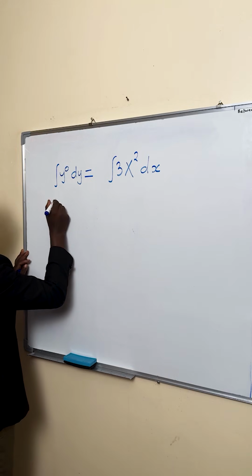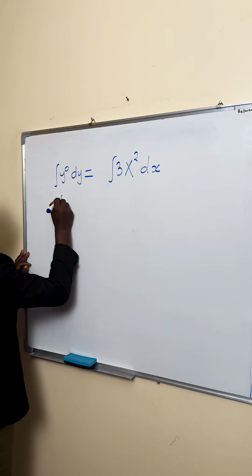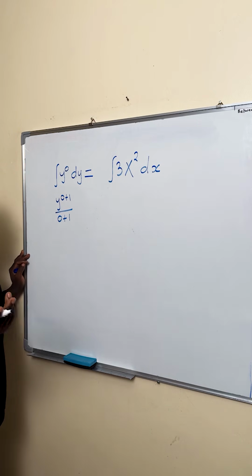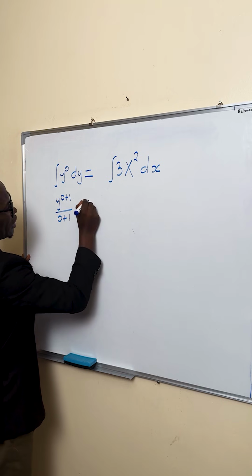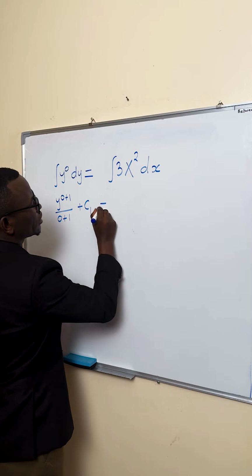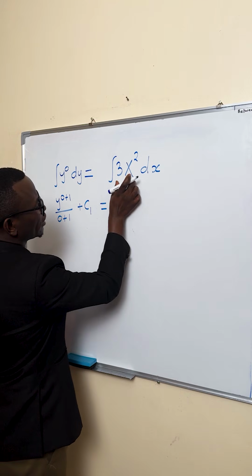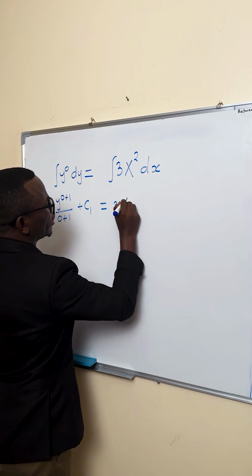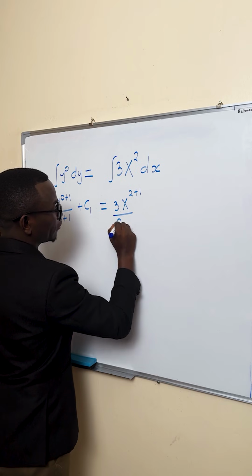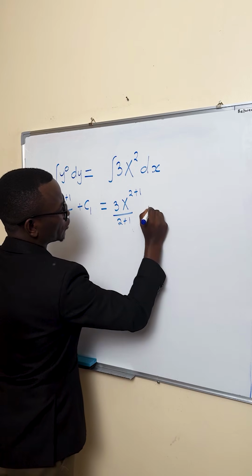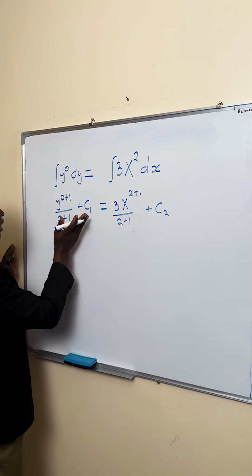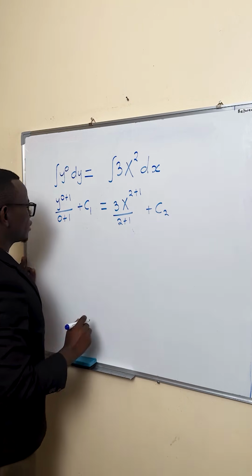So on the left hand side, we shall have y to the power 0 plus 1 over 0 plus 1. Maybe I can choose to add a constant of integration, the first constant. Is that okay? And this is equal to, when I integrate 3x squared, we shall get 3x. We increase the power of the variable by 1, and now we have to divide by the new power. So we are going to add the second constant of what? Integration. So we have added the constant on the left hand side, and so on the right hand side.